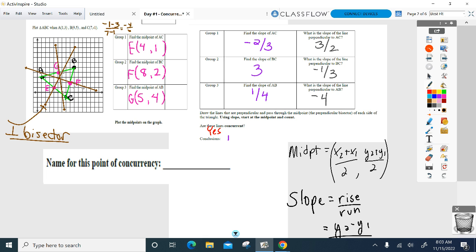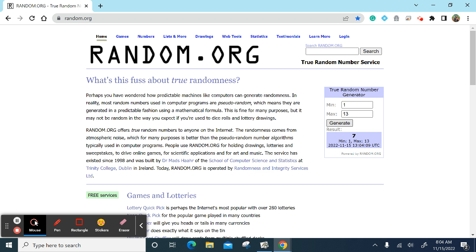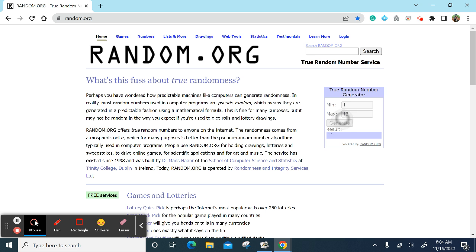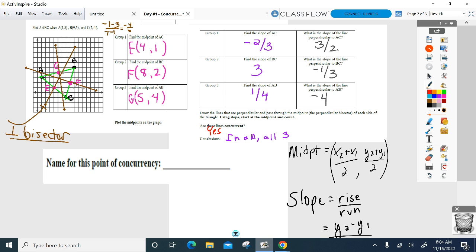And the conclusion: in a triangle, all three, what did we just graph? What are all three of those lines called again? All three perpendicular bisectors are, Nate, concurrent. They all intersect at the same point.